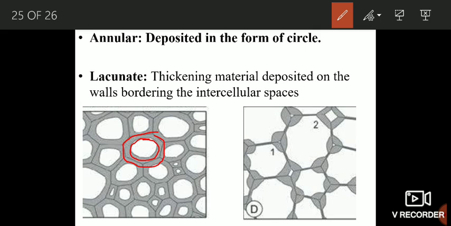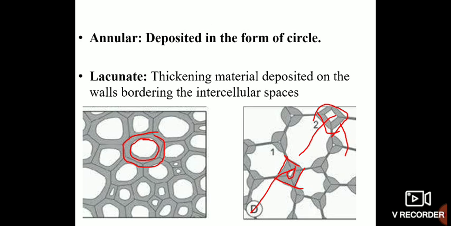And then finally we have lacunae type. In this type of collenchyma, the thickening material is deposited on the walls which border the intercellular spaces, and these intercellular spaces can be small or they can be large. Here you can see these are the intercellular spaces, and the thickening material is deposited in the walls adjacent to them. Here this is the small space, and here this is the large intercellular space, in which the walls surrounding it are heavily deposited with the thickening material. These are the 4 different types of collenchyma.